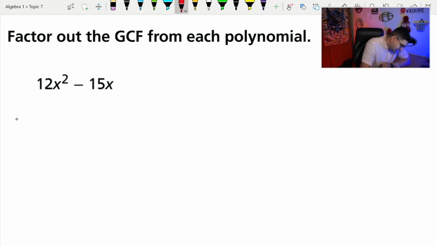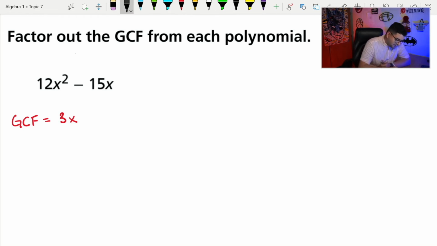So for this problem, my greatest common factor, again, we look at the numbers. What's the biggest number that can go into 12 and 15? Hopefully you can realize that that number is going to be 3. And then I ask myself, do they both have variables? Yes, they both have an x. Since they both have an x, I can take one and put it in my greatest common factor. And I can only do one because that is the smallest one. So 3x is my greatest common factor here.